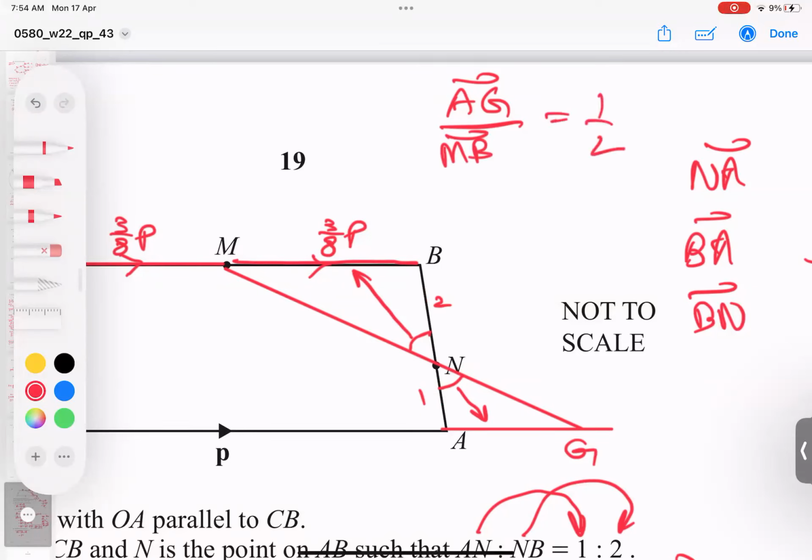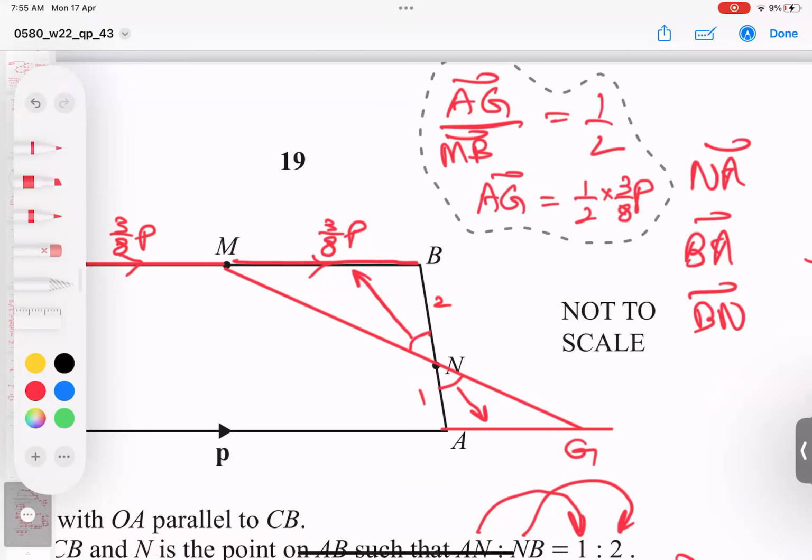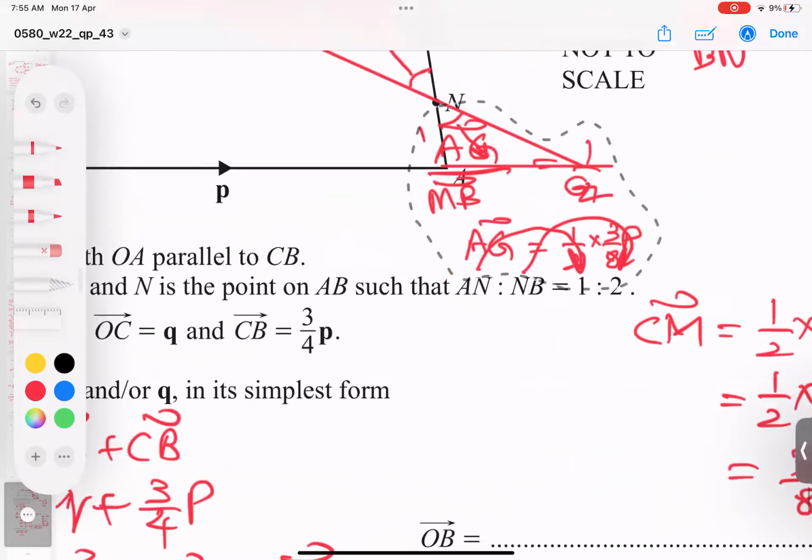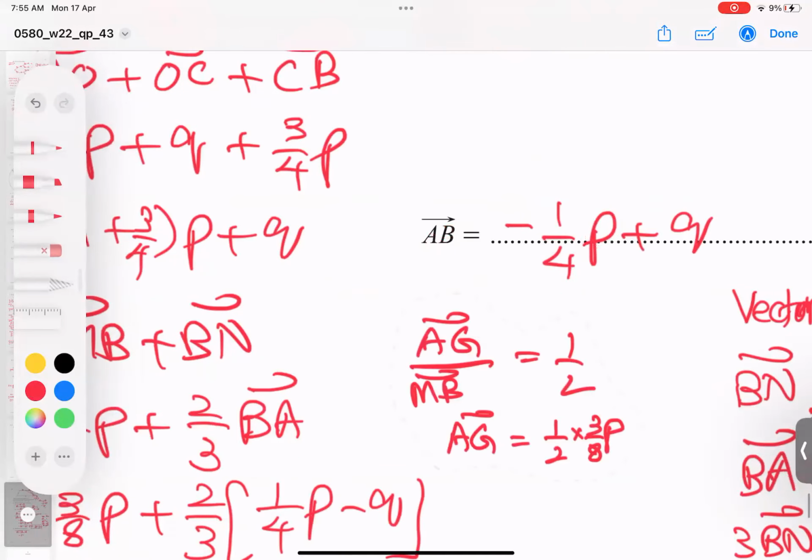So what is the ratio of these vectors? Same. What is the ratio of these two sides? 1 and 2. And I believe this point is very, very clear. And now MB will multiply there. So it means AG vector is equal to 1 over 2 times 2 MB. And MB equals this, so I can write 3 over 8 times 2P. And this is my whole idea. Okay, and I bring it down here for your quiet part.